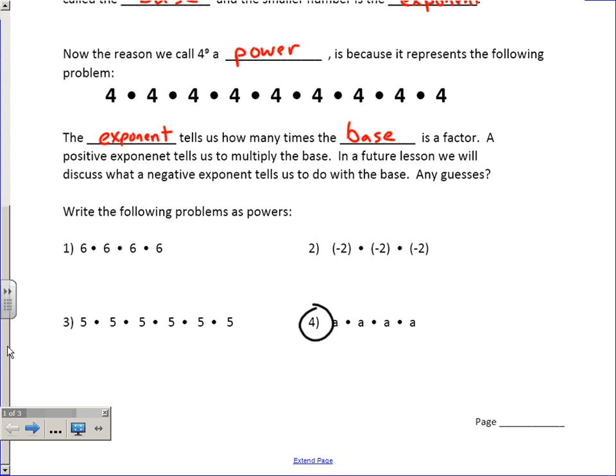Okay, now we're going to take a few problems that are multiplication problems and write them as powers. So this first one, 6 is a factor over and over and over, so that's our base. And then when you count it up, there's 4 of them, so that's our exponent. Negative 2 is our base in this one. And when you're writing it as a power, if it's a negative number, make sure you put it inside of parentheses. It's repeated 3 times, so our exponent's 3. Here we have 5 as our base, and it's repeated 6 times, so our exponent's 6.